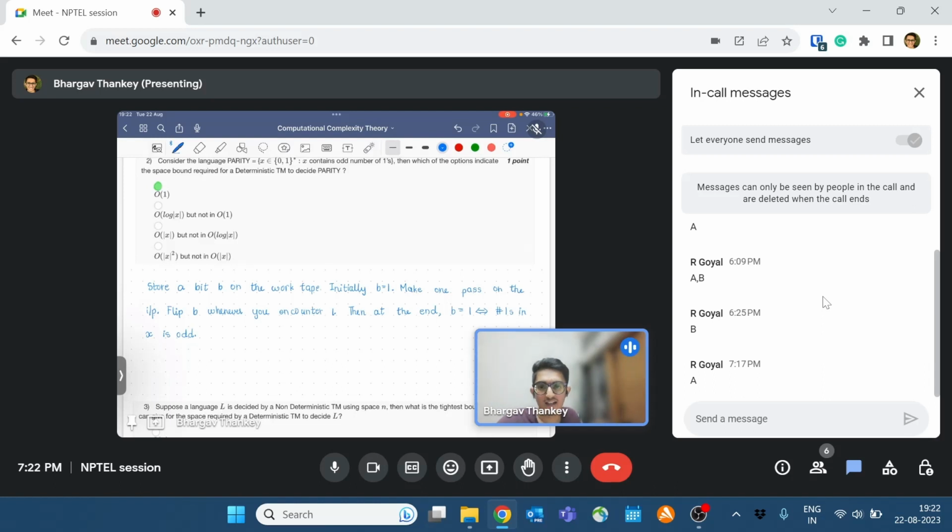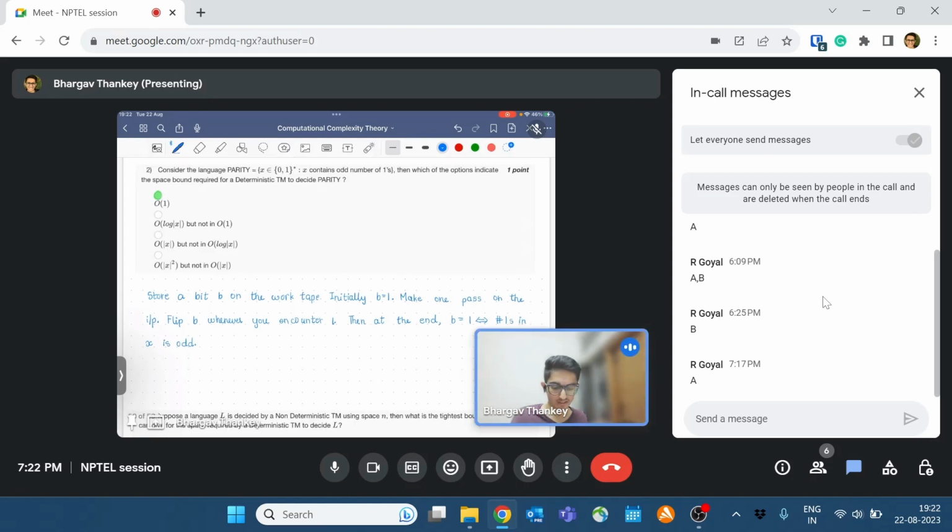Yes. And so this is simulating that automaton where you just have two states, let's say Q0 and Q1. You are in state Q1 if the number of ones you have encountered so far is odd, and in state Q0 if it is even. So this is just simulating that automaton.